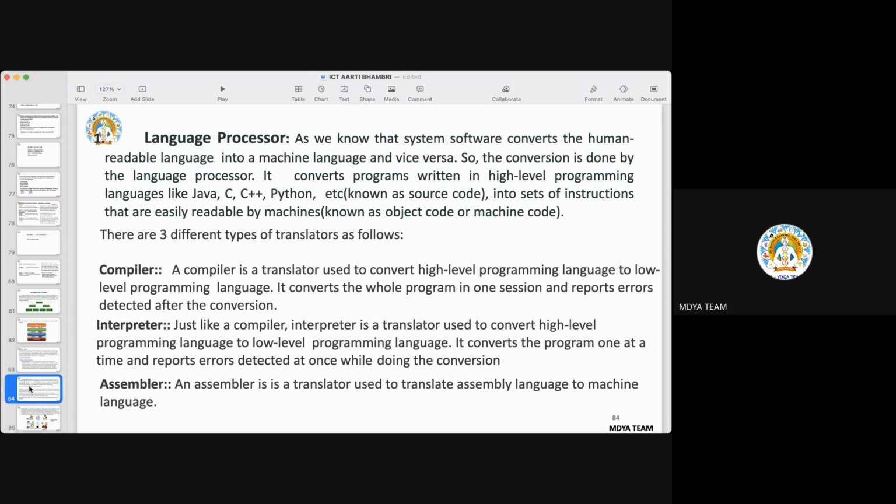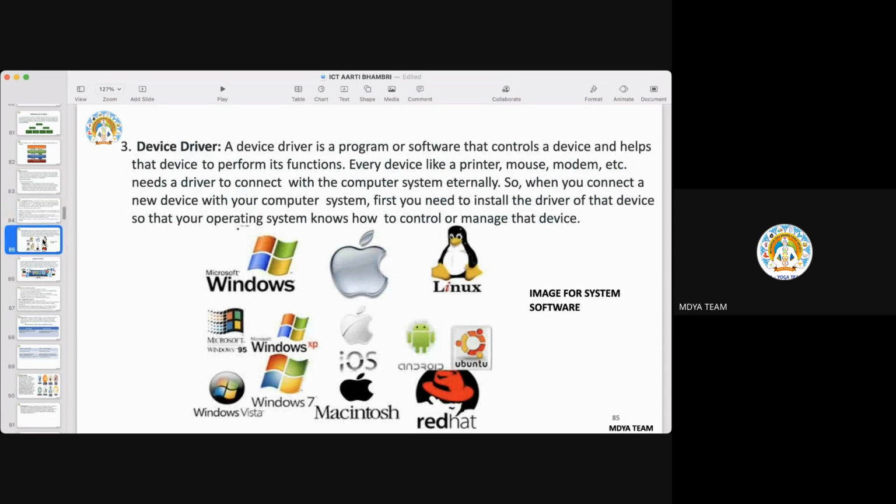And there is an assembler. So the assembler is again a translator which is used to translate assembly language to machine language. All right, assembly language is a different language. We'll see it later. The machine language is what is read by your system.